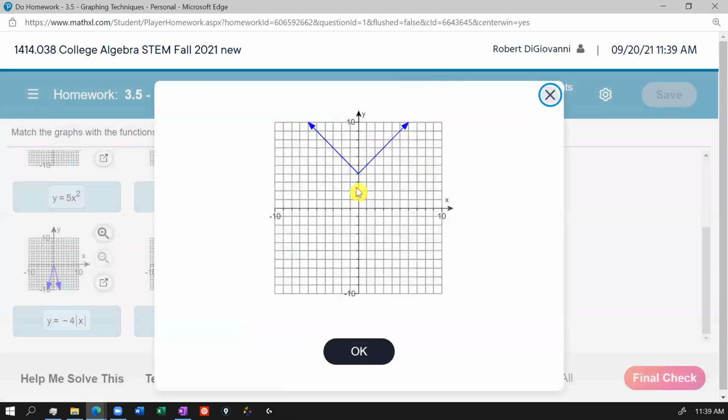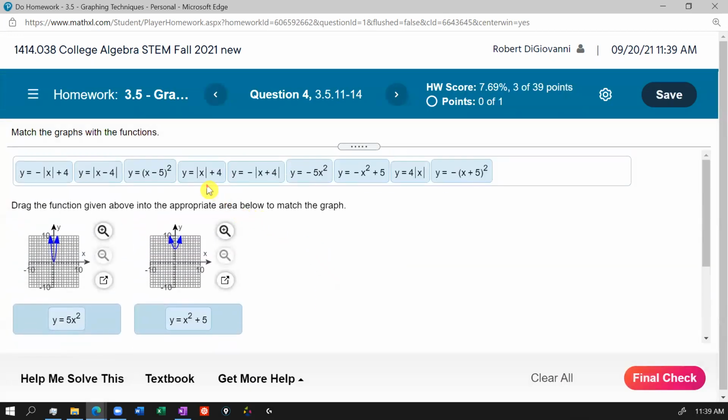And this one, absolute value function, right one, up 1, right one, up 1. It's been moved up 1, 2, 3, 4. So it should just be the absolute value of x plus 4.